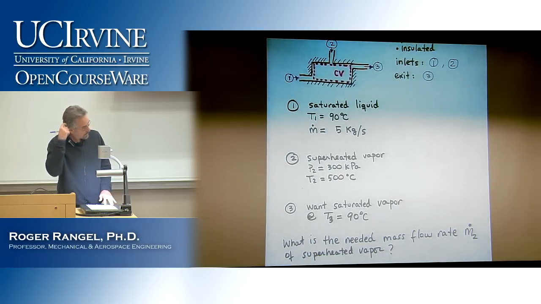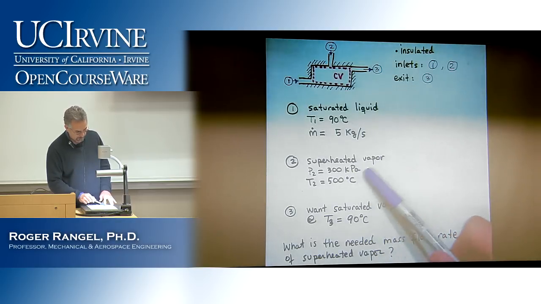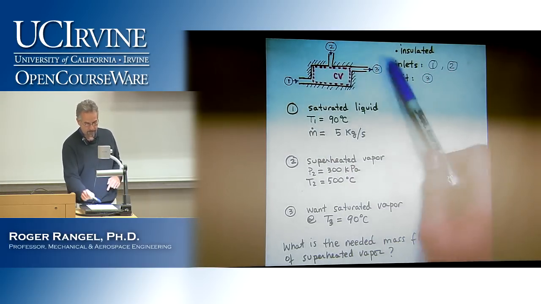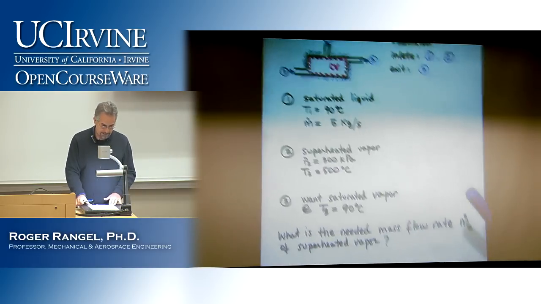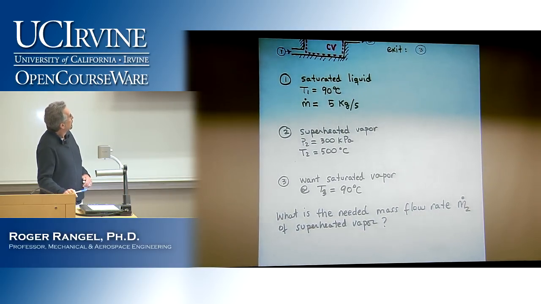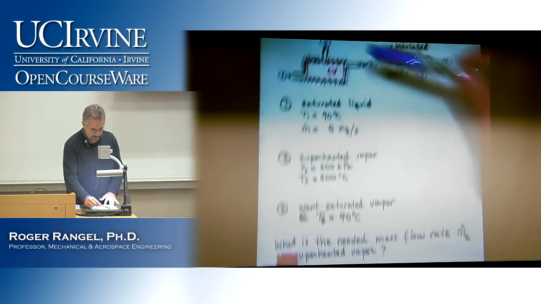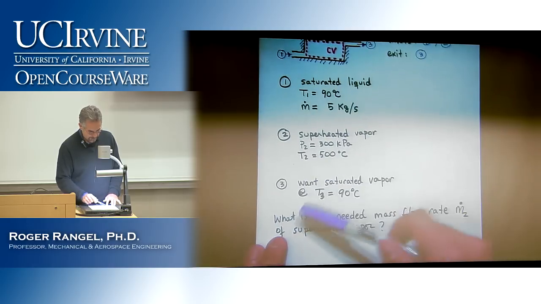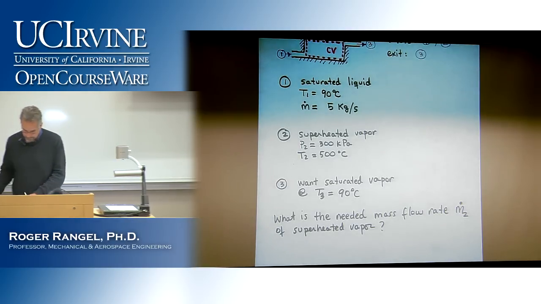The way we're doing that is by bringing in superheated vapor at 2, at a high pressure of 300 kilopascals and a high temperature of 500 Celsius, into the tank, mixing it with the liquid to produce the saturated vapor. So the key design question is, what is the needed mass flow rate of superheated vapor? How much should I flow in through 2 so that I get saturated vapor at 3? That's essentially what the problem is about.